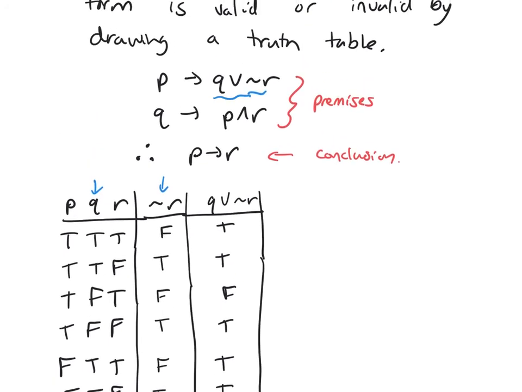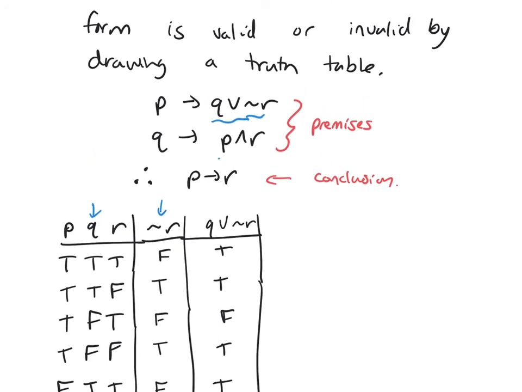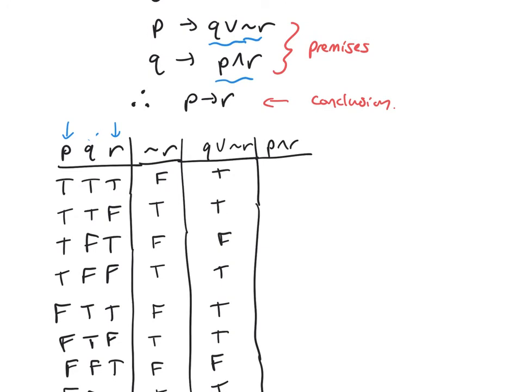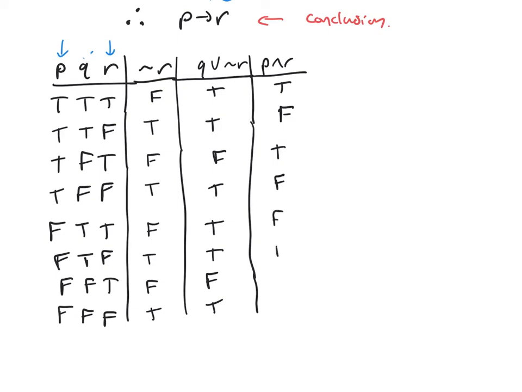So next, what do I need? I need P and R. So now you're going to look at the column for P, look at the column for R, and put an and between them. So you're going to get true, false, true, false, and then the remaining ones will all be false because P is false.